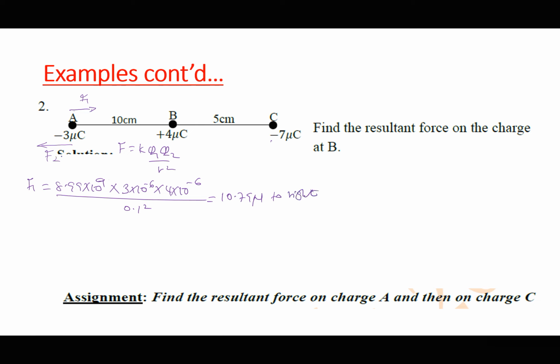Similarly, we can consider F2. F2 is going to be equal to 8.99 times 10 power 9 times the product of the charges, which will be 3 times 10 power negative 6 times 7 times 10 power negative 6, which is divided by the separation of the charges, which is 10 plus 5, that is 15. So it becomes 0.15 squared. Then we press our calculator.